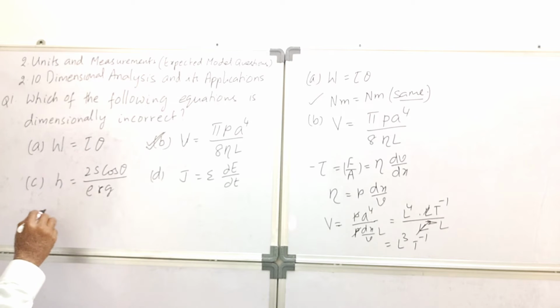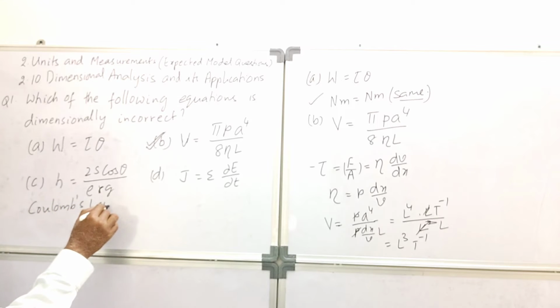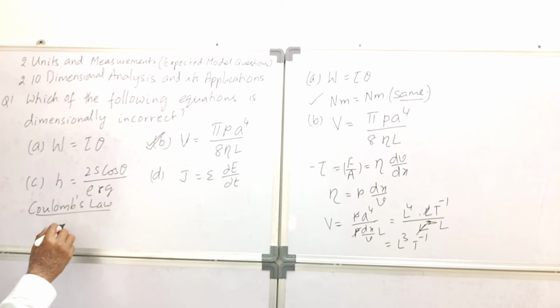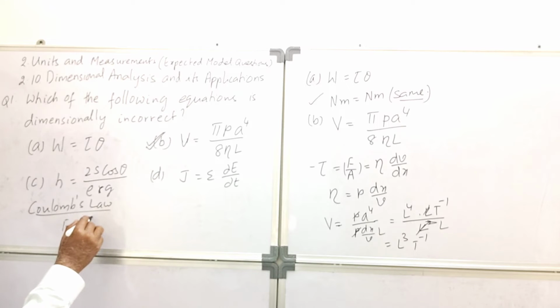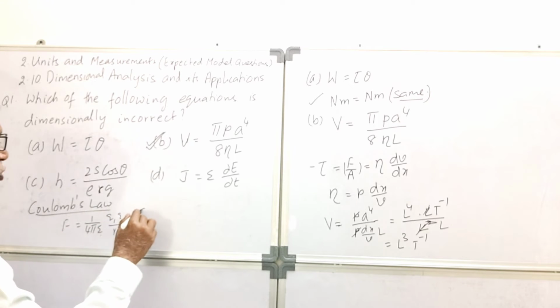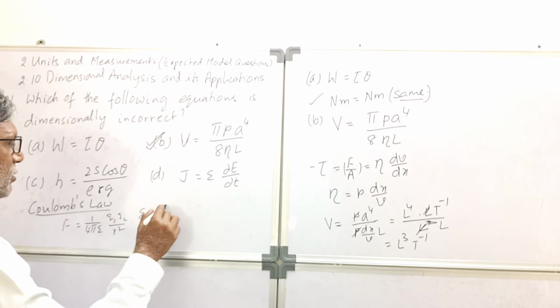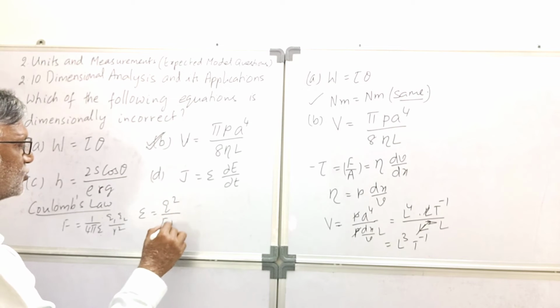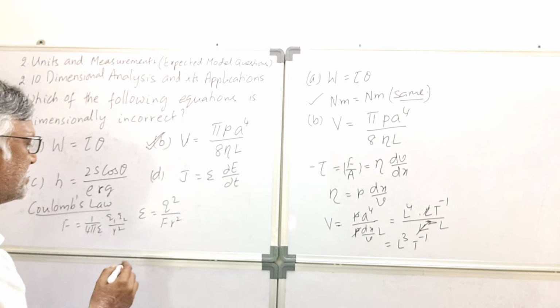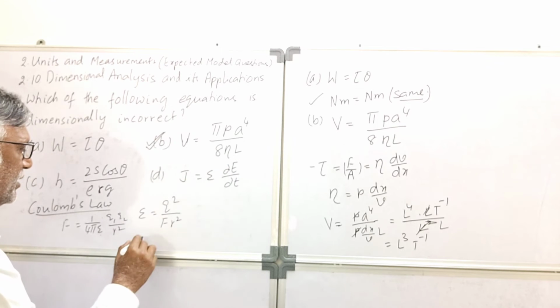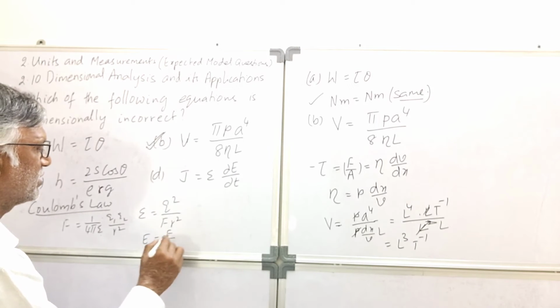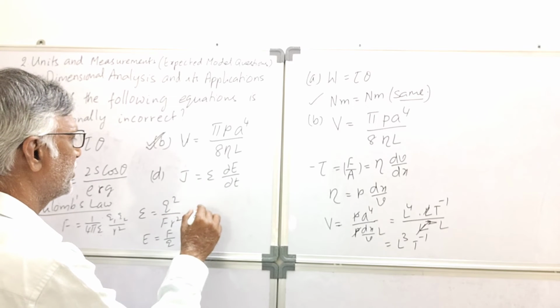So Coulomb's law. Directly I am writing. So from Coulomb's law, what is epsilon? F is equal to 1 by 4 pi epsilon Q1 Q2 by R square. So epsilon you send here. So epsilon is equal to, if 1 by 4 pi I am removing, Q square by F R square. Okay. And what is E? E means electric field. Electric field is equal to F by Q. So directly I can substitute here.